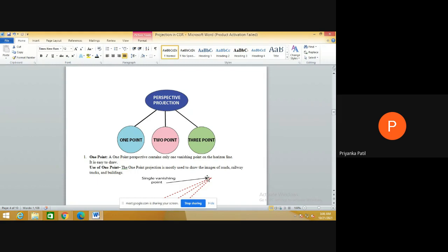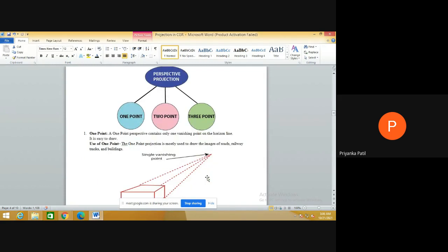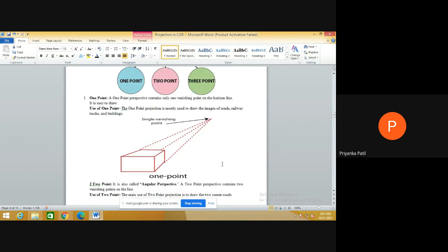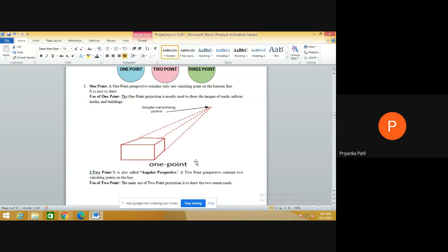In 1 point projection, a 1 point perspective contains only one vanishing point on the projection line, which is easy to draw. This is the single vanishing point through which we have to create a projection. The 1 point projection is mostly used to draw images of roads, railway tracks, and different buildings.